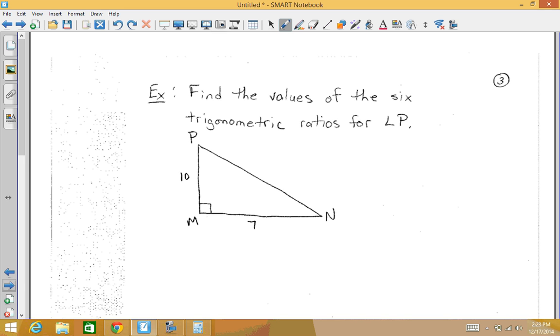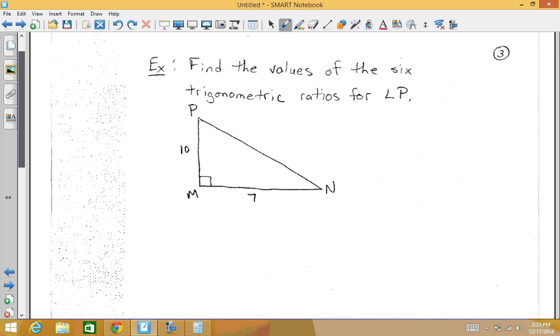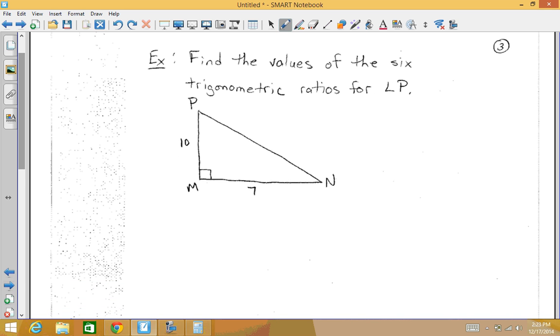And here's exactly why. If you take a look at this example, we're asked to find the values of the 6 trigonometric ratios for angle P. So I'm going to go ahead and circle P, because that is the angle that's going to determine our sides. All right, so the opposite side is 7. The adjacent side is 10. And the hypotenuse is unknown. We can call that little m.